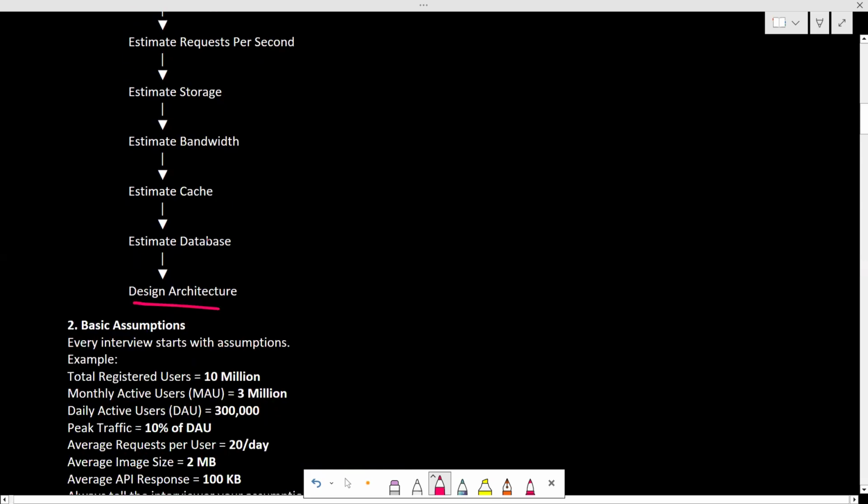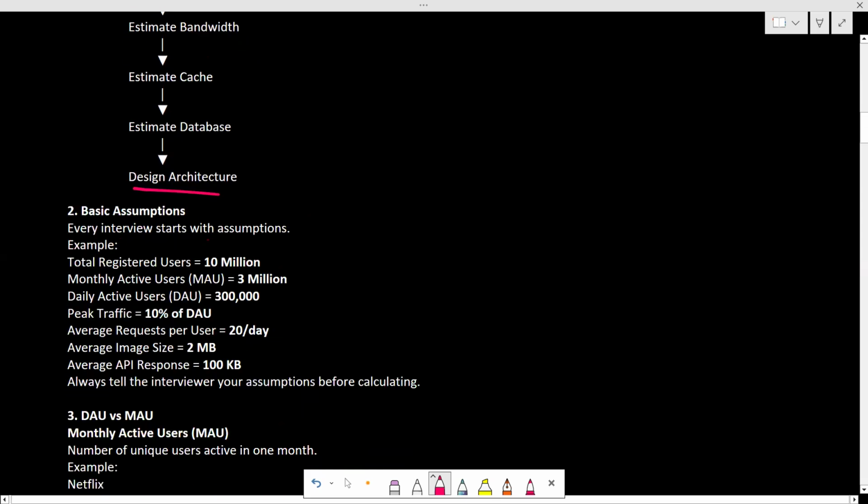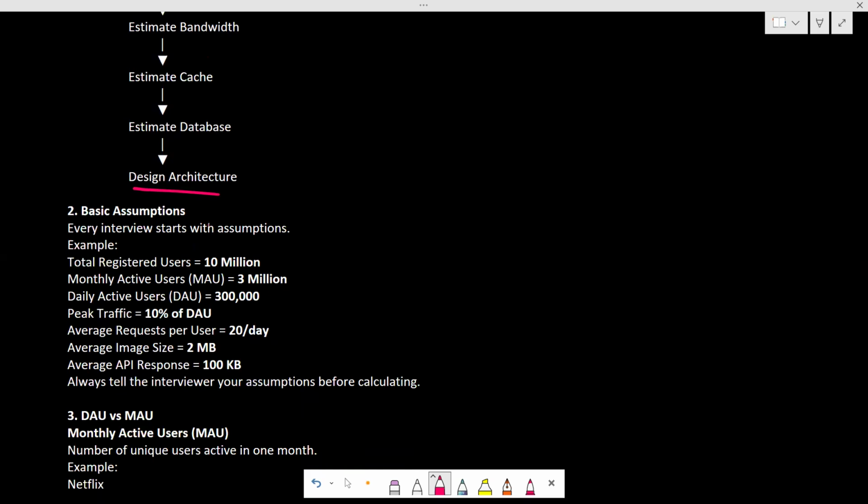So now, basic assumptions. Every system design interview begins with assumptions. So suppose we are designing a social media application.